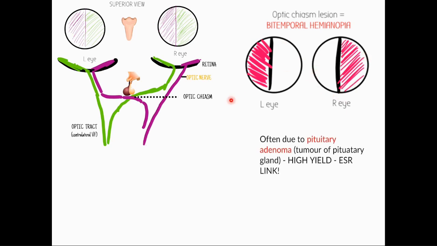Okay, and then we can see here after the crossing, we've made up our optic tract. Again, the right optic tract contains information from the left visual field in both eyes.